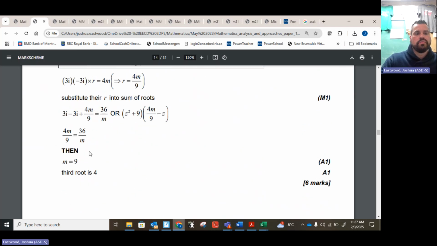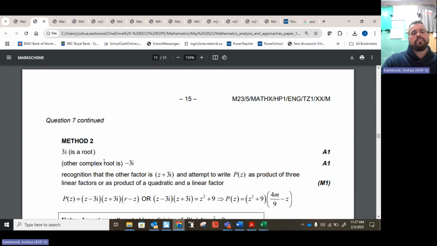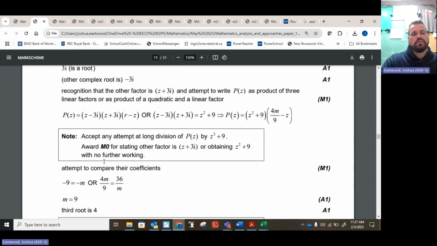You'll get down to the fact that m is equal to 9. And if m is equal to 9, and you know the roots, then you can solve for the third root by saying, if you look at this, z minus 3i times z plus 3i times r minus z has to equal our polynomial that we have.